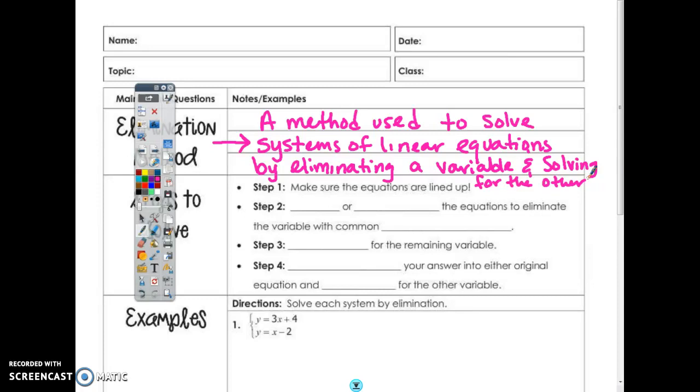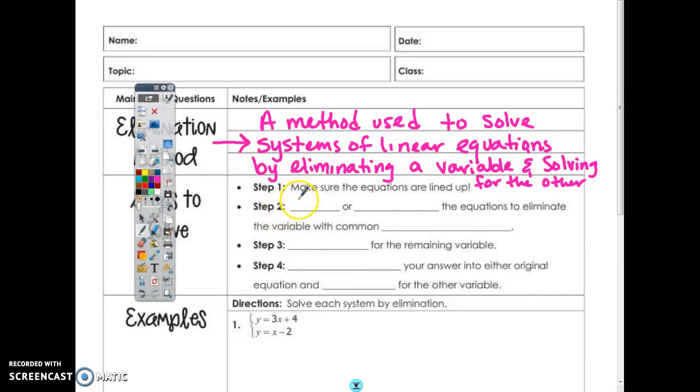So I'm going to give you the steps, then I'm going to do some examples with you, and then you're going to do the rest of them. So make sure you're writing all of this down. Okay, so step number 1, make sure the equations are lined up. That means the x's are on top of each other, the y's are on top of each other, the numbers are on top of each other. Okay, and I'll show you in a little bit what I mean by that.